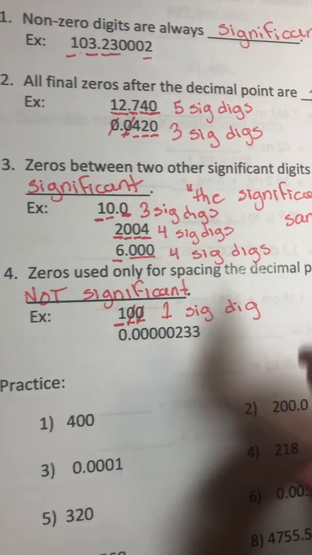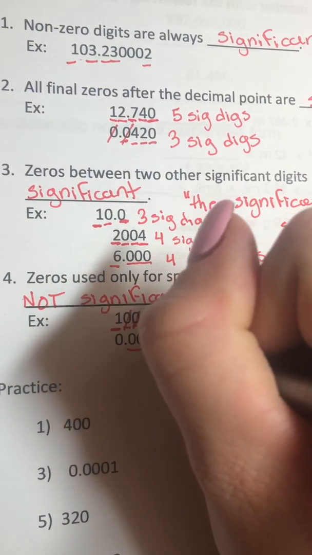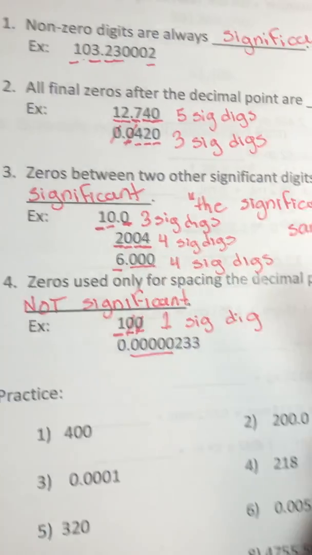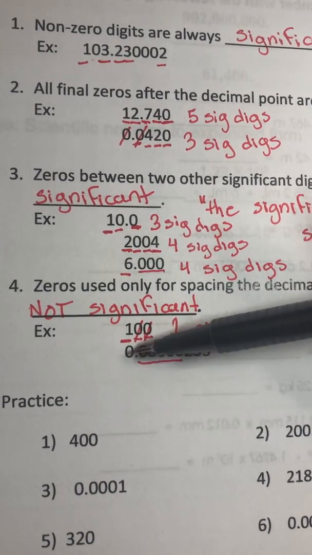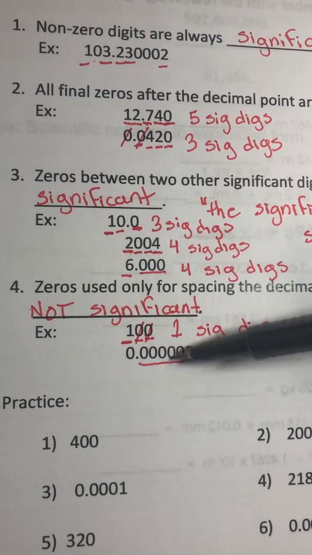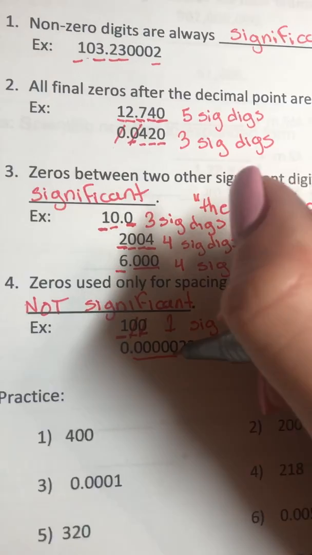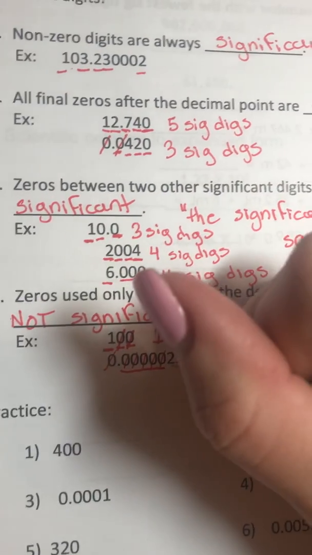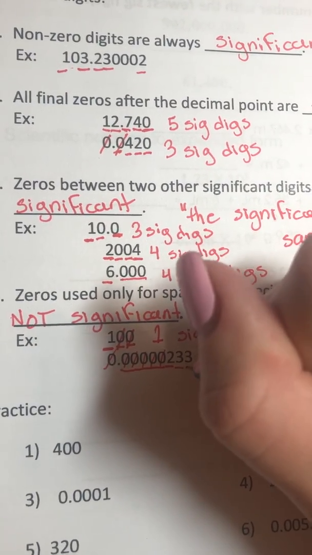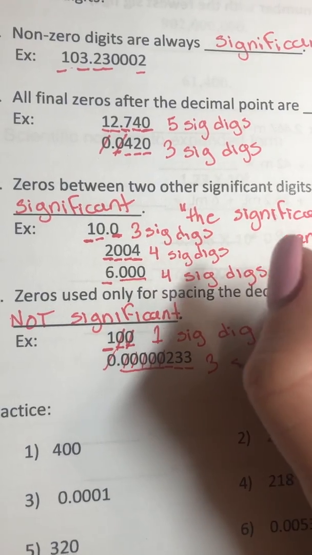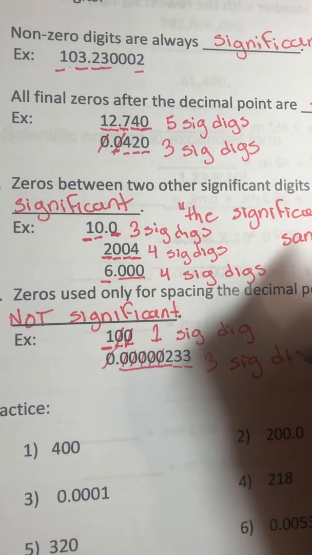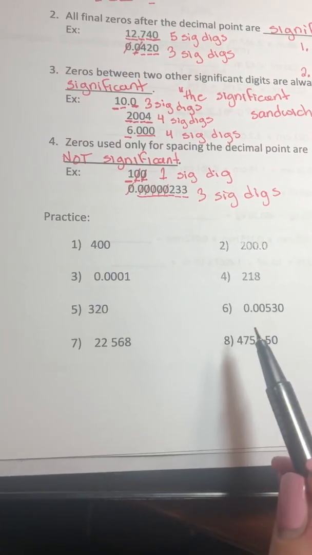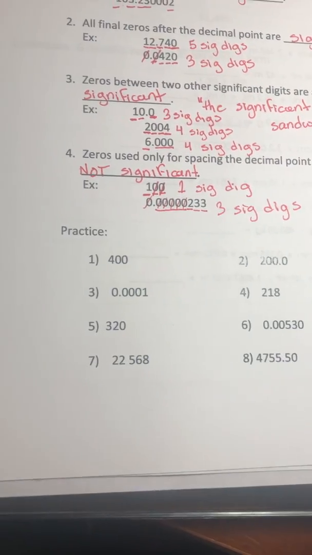These zeros here do fall in the decimal place, but there's not a non-zero digit in front. Since there's no non-zero digit in front of them, none of these are significant. My only significant digits are a 2, a 3, and a 3. So I have 3 sig digs here. At this point I want you to pause and try these out, and then play the video again.